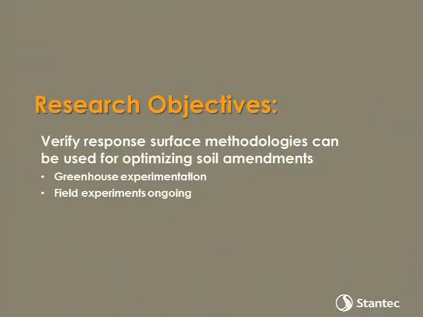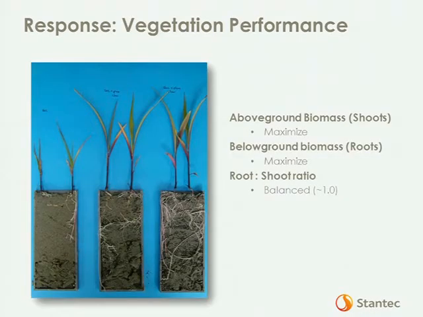So our particular research objectives are to see whether or not these methods can be applied for optimizing soil amendments. Last summer we did some greenhouse experimentation as a proof of concept, and that's what I'm going to be presenting today. And we have some ongoing field experiments to see if this can be extended to a field context. With respect to response, what we were looking at is vegetation performance, so maximizing above and below ground biomass, and also balancing the root-to-shoot ratio. So we need fairly balanced growth between roots and shoots.